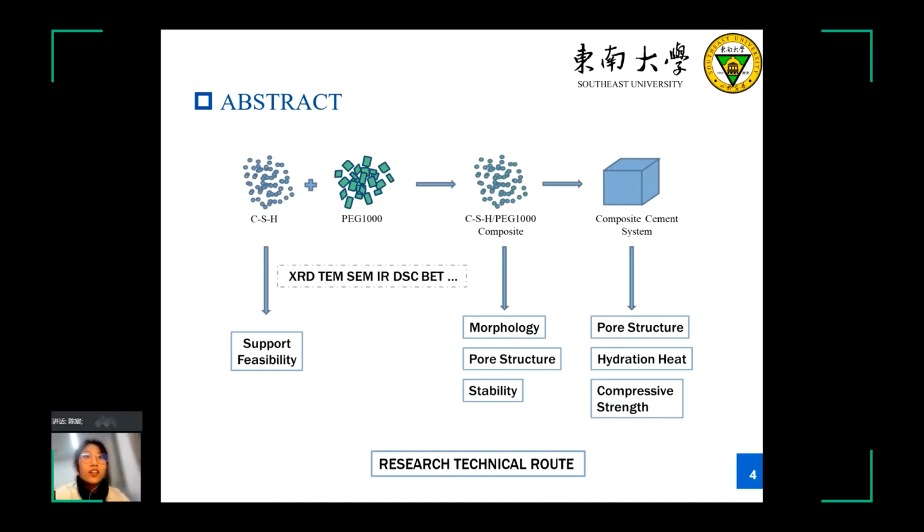TEM, IR, DSC, BET, and various other characterization methods were used to discuss the feasibility of CSH as support and investigate the morphology, pore structure, and stability of the CSH-PG1000 composite. The change of hydration heat and features of pore structure, as well as its effect on compressive strength, was also tested when the composite was added into the cementitious system.